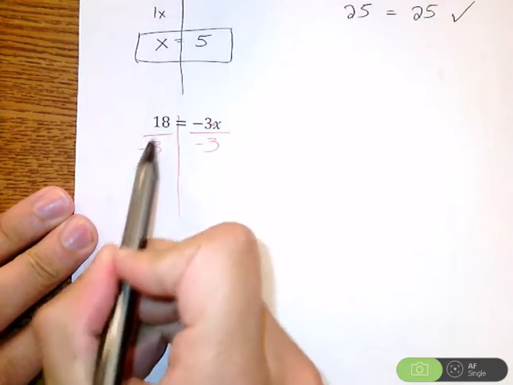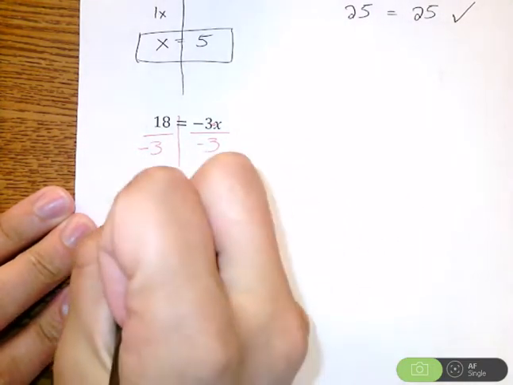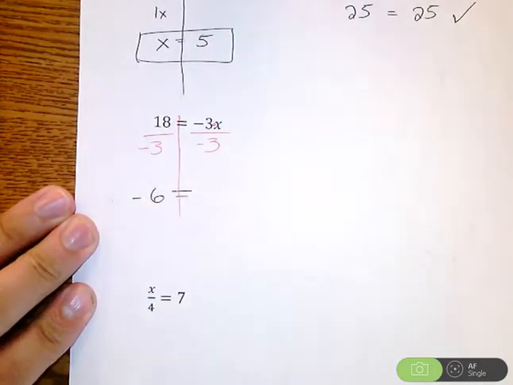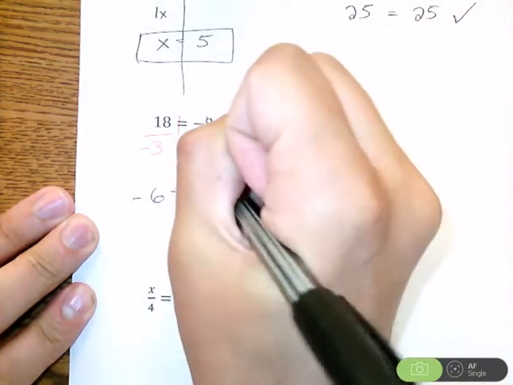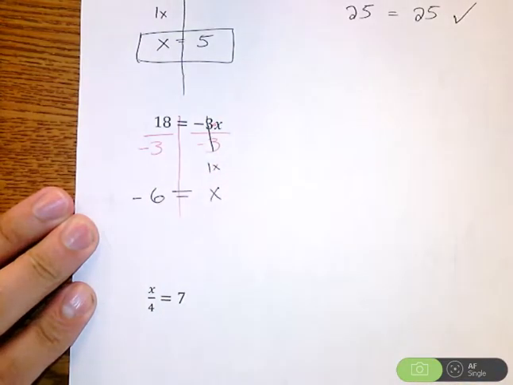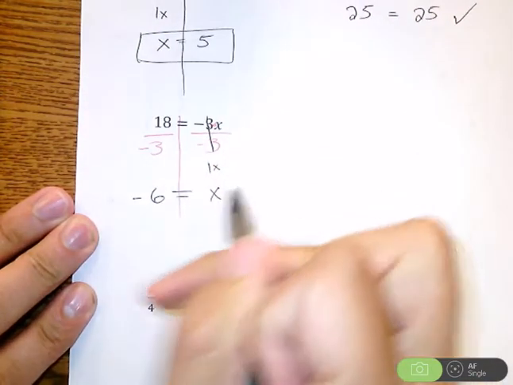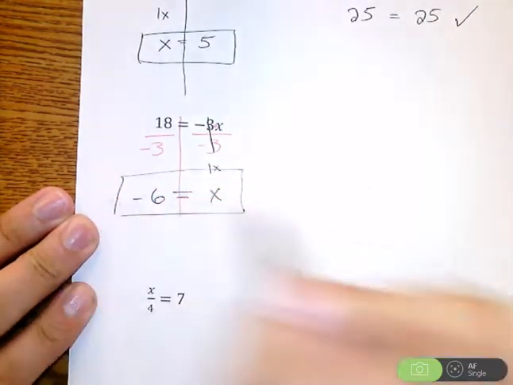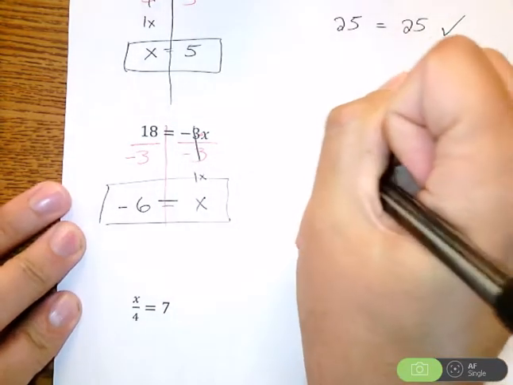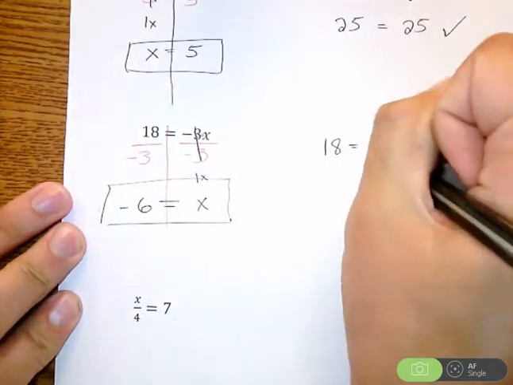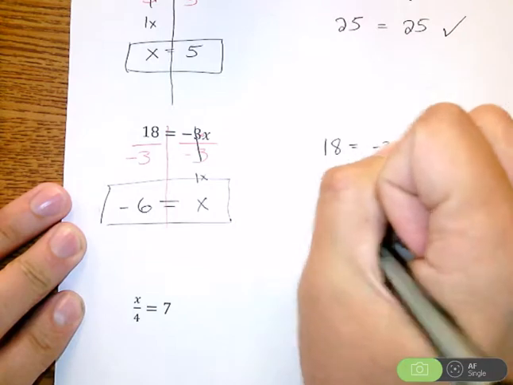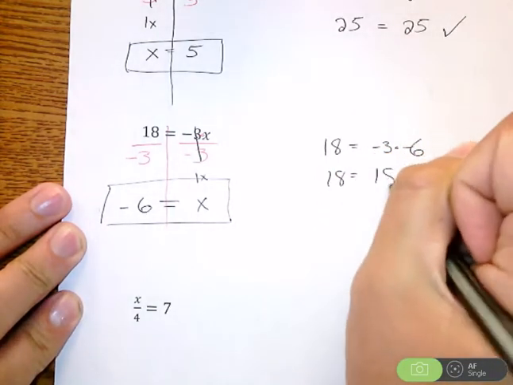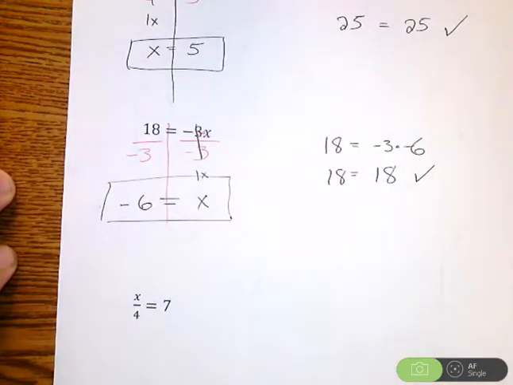Clean this up now. 18 divided by negative 3 on the left side is going to be negative 6. On the right side, negative 3 divided by negative 3 really just becomes a 1x, which is just x. So the negative 3's are gone, and you just get x. So we have x equals negative 6. Gotta check it. So we have 18 equals negative 3 times negative 6. Negative 3 times negative 6 is 18. So we get 18 equals 18.